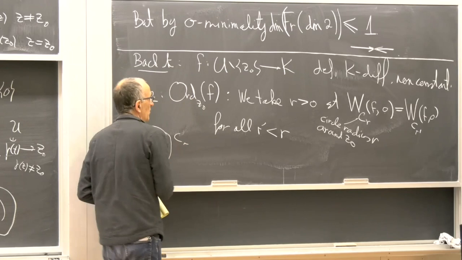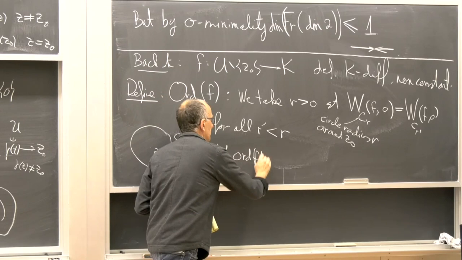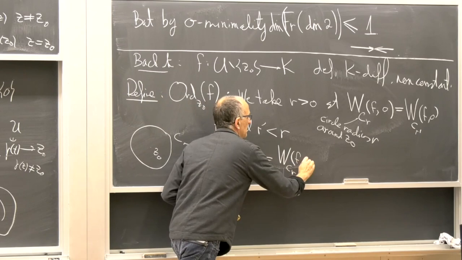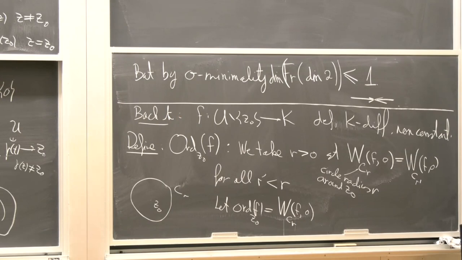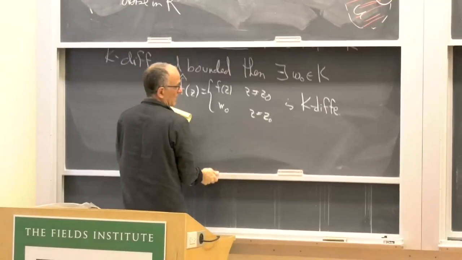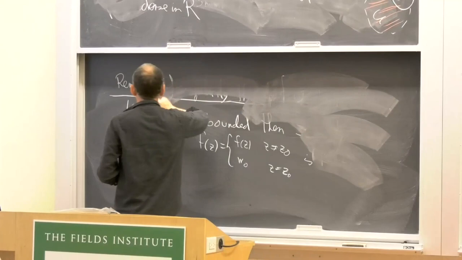Okay, so we let the order of F at z zero be this stabilized winding number around zero. And now we can read everything from that. So let's write now everything that we can say.